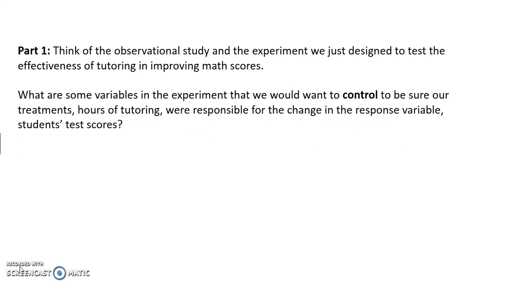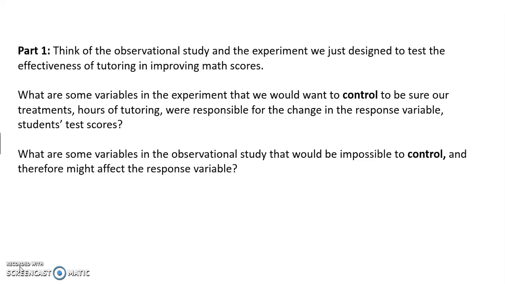Your first question. What are some variables in the experiment that we would want to control to be sure our treatments, hours of tutoring, were responsible for the change in the response variable, students' test scores? Pause the video now if you're ready to write your response, or feel free to scroll back and relook at the study designs. The next question you're going to consider: what are some variables in the observational study that would be impossible to control and therefore might affect the response variable? Again, pause the video, take time to write your response.